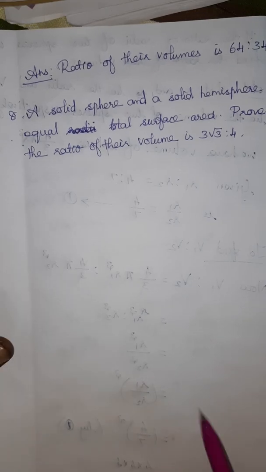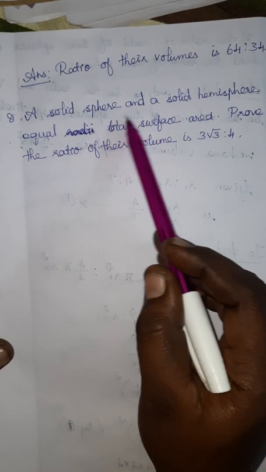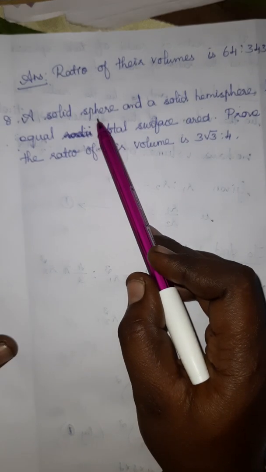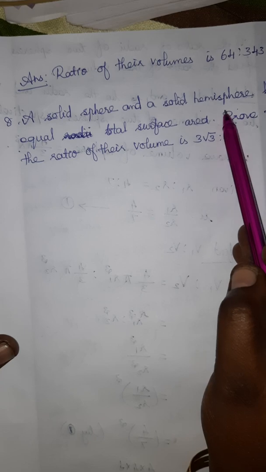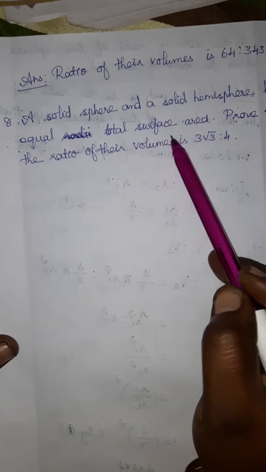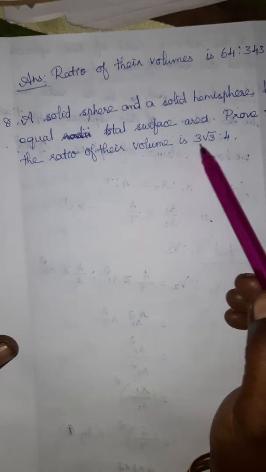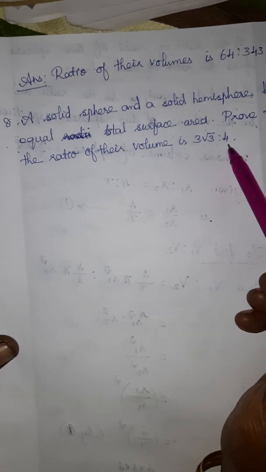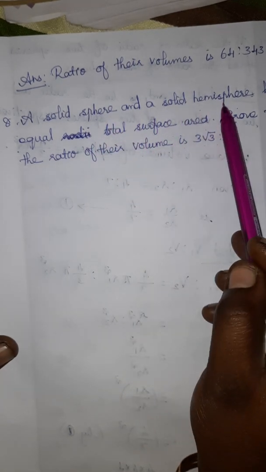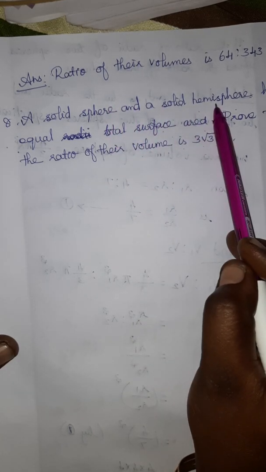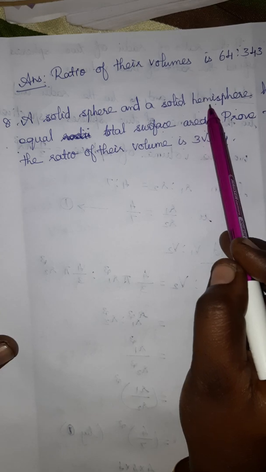Let us learn the eighth sum. A solid sphere and a solid hemisphere have equal total surface area. Prove that the ratio of their volume is 3 root 3 is to 4. So here, two shapes: the surface area of these two shapes and the volume of these two shapes.